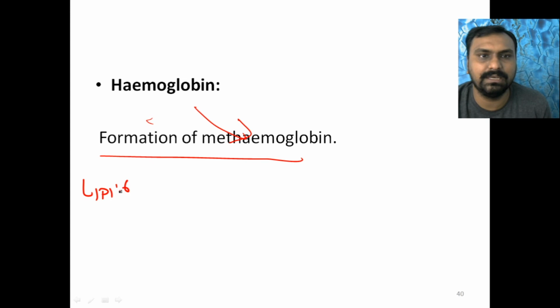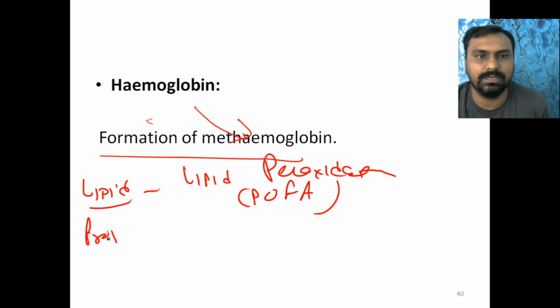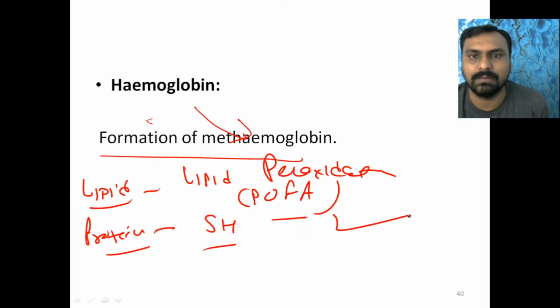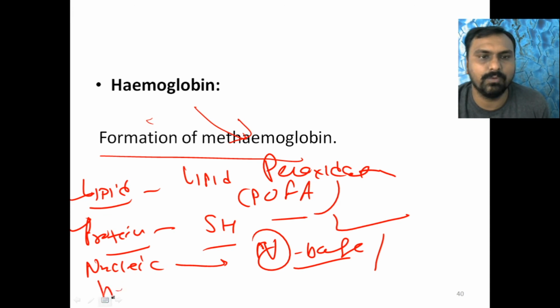So what happens in the lipid? There is the chance of lipid peroxidation. Polyunsaturated fatty acids are damaged by the free radical. Then in the protein, the sulfur-containing amino acids with SH group are more susceptible. Then what happens in nucleic acid? There is a chance of change in the nitrogen base, and chain break can occur with the help of the free radical. And hemoglobin can be converted to methemoglobin by the free radical.